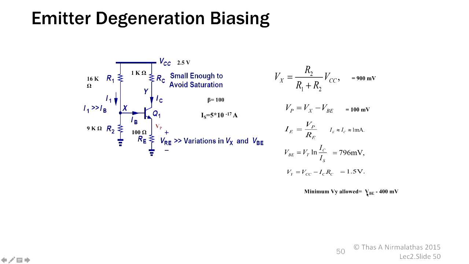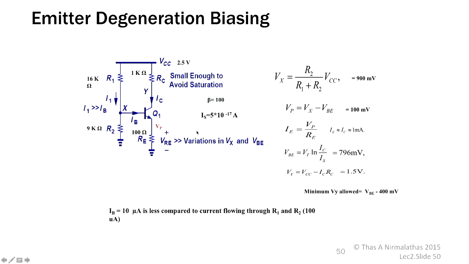Yeah, because we have to make sure that the minimum, this 1.5 volt is here, but then somebody will ask what is the minimum voltage at collector, that is Vy, to make sure that a transistor is in the reverse bias between base and the collector, in order to make sure that it is in the active region. So minimum Vy allowed is Vb minus 400 millivolt.